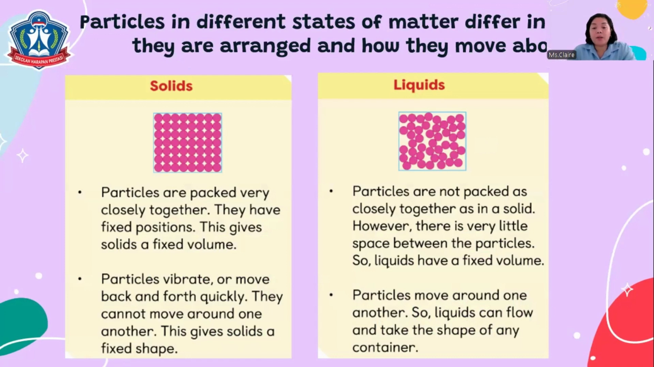On the other hand, for liquids, the particles are not packed as closely together as in a solid. However, there is very little space between the particles, so liquids have a fixed volume. The particles move around one another, so liquids can flow and take the shape of any container. That's why if you put a liquid in a container, it will take the shape of the container.